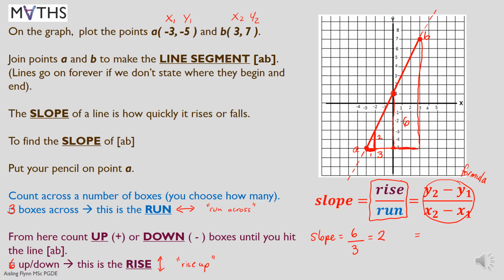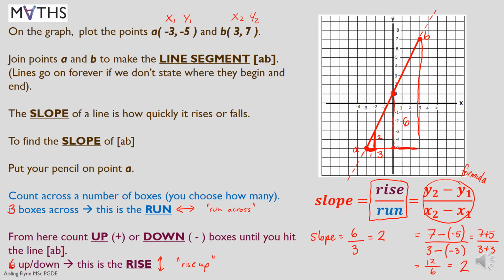So y2 was 7. Take away, says the formula, and y1 is -5. Okay, you're following? Underneath we have the x values. x2 was 3, formula says take away, and x1 was -3. Okay, now we know that when you take away a negative it becomes a positive, so that becomes 7 plus 5 on the top line, and it becomes 3 plus 3 on the bottom line. And what do we get? We get 12 divided by 6, which is of course 2 as well.